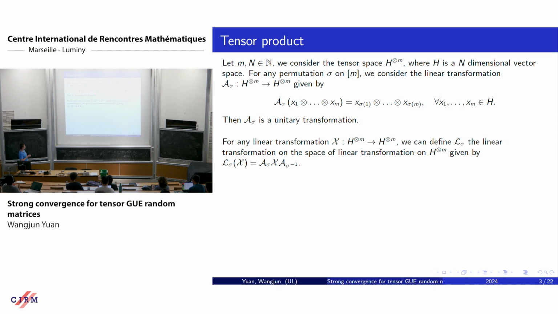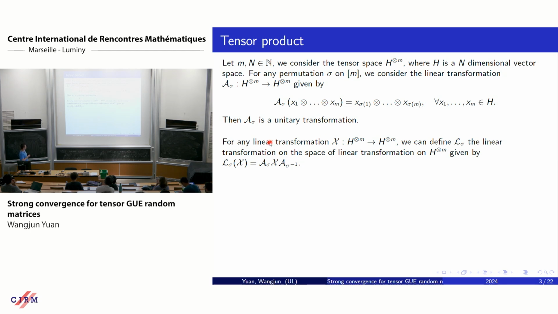And we consider the linear transformation A sigma defined in this way. A sigma acts on the basis of the tensor space, that is x1 tensor x2 tensor until xm, giving x of sigma inverse 1 and so on. The permutation sigma only acts on the subscripts. And it is easy to check that A sigma is actually a unitary transformation.